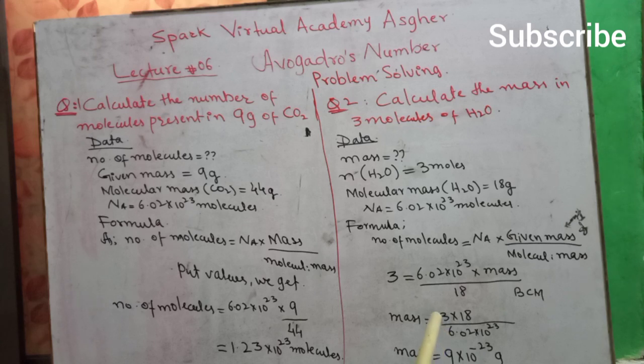By using the calculator, when we solve this, we will get approximately 9 multiplied by 10 raised to power minus 23 grams. The unit of the mass is grams here, so we will put the unit grams here. So this was all about the Avogadro's number and the problems related to the Avogadro's number.